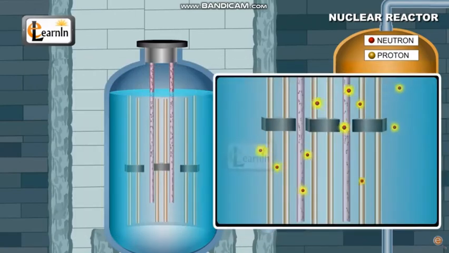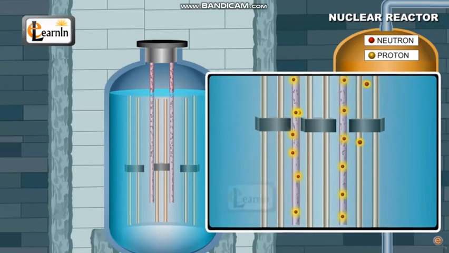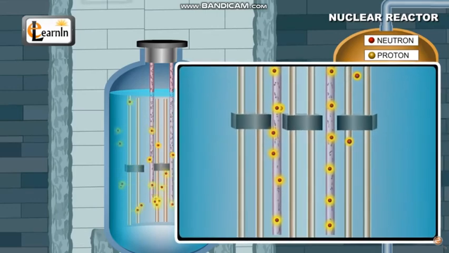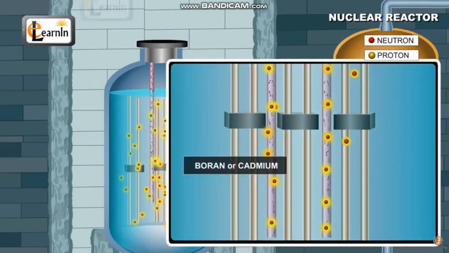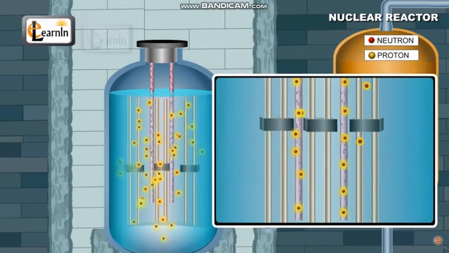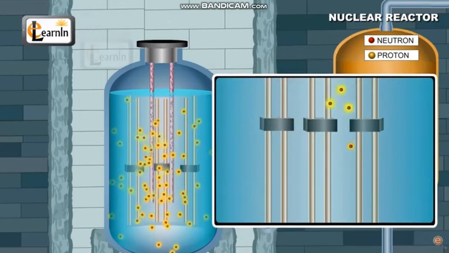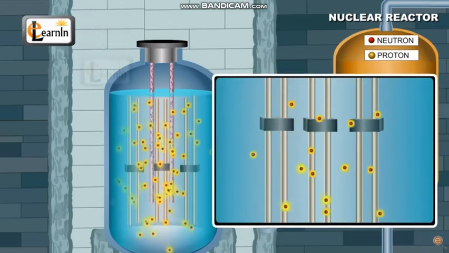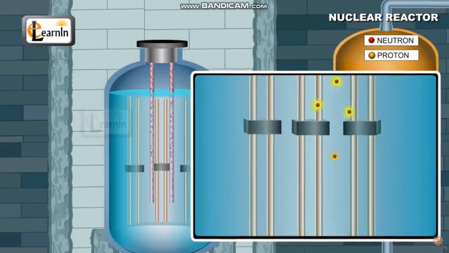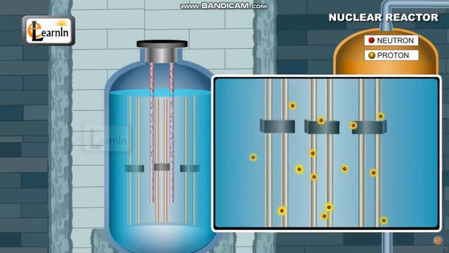The main function of the control rods is to absorb any excess or spare neutron in the moderator in order to prevent any further fission reactions. Usually, such control rods are made of boron or cadmium. To increase the rate of fission reactions, these rods can be removed from the moderator. A steady output of energy can thus be maintained by inserting or removing the control rods in the nuclear reactor.